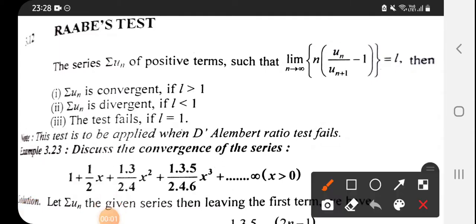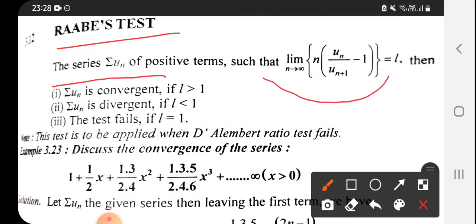This is another convergence test, Raabe's test. For the summation of positive terms un, if the limit as n tends to infinity of n times (un upon un plus 1 minus 1) is equal to L, and if L is greater than 1, then the series is convergent. If L is less than 1, the series is divergent. If L is equal to 1, this test fails.